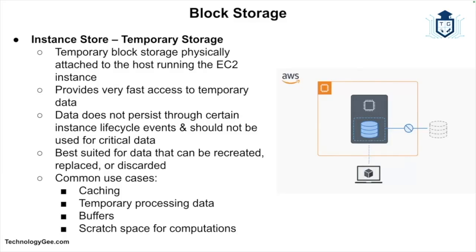It is temporary storage. It is tied directly to the EC2 instance, and it is lost if the instance stops or terminates. Now, when would you use this? Well, you will use this when you need ultra-fast temporary storage, or you do not care about data persistence. And examples of this are caching and temporary processing of data, along with scratch space for computations.